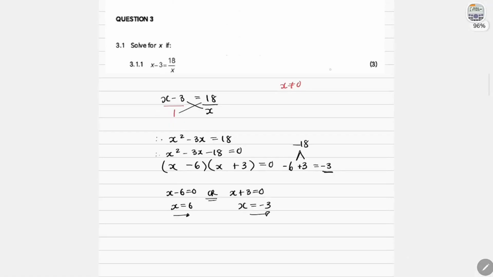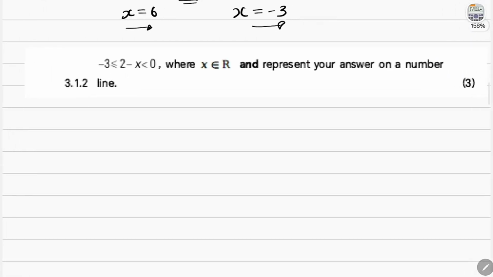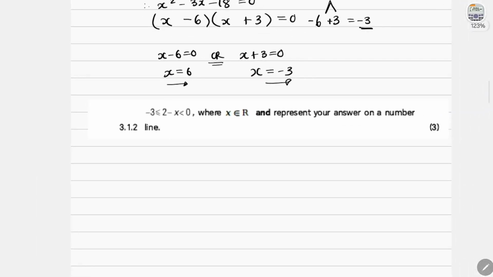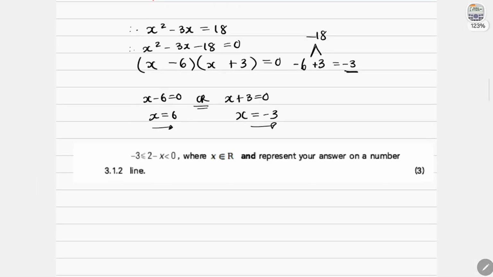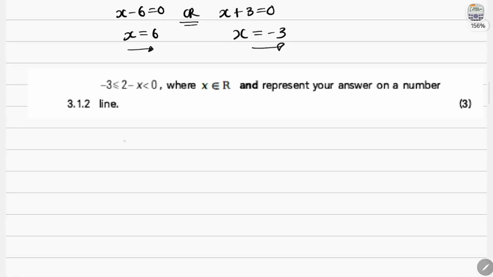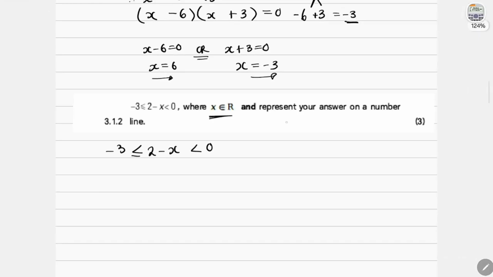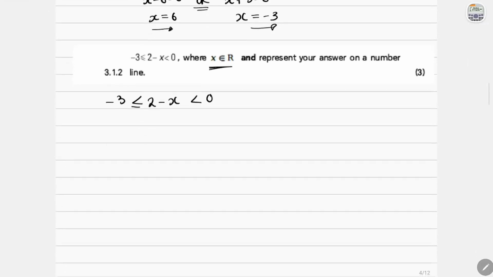Moving on to the next question. The next question, we have been given an inequality. So we need to solve for x in this inequality. So 2 minus x is greater than or equal to negative 3 but less than 0, where x is an element of real numbers, and we also need to represent our answer on a number line.